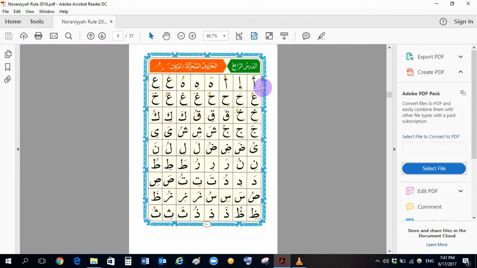So what is the objective here? Our objective is to get the child to read the letters with harakat and to recognize which is fatha, kasra, and dhamma, and how to pronounce the letter with each of those harakat. Harakat means short vowels, as you know.